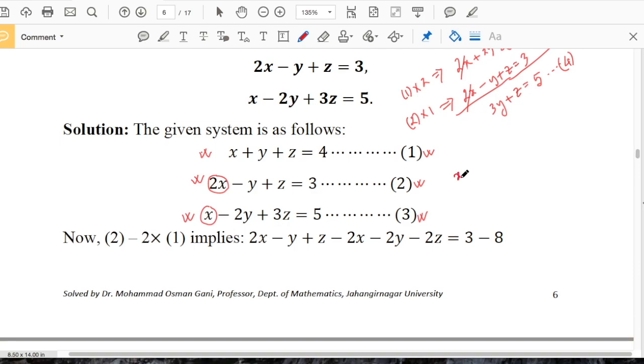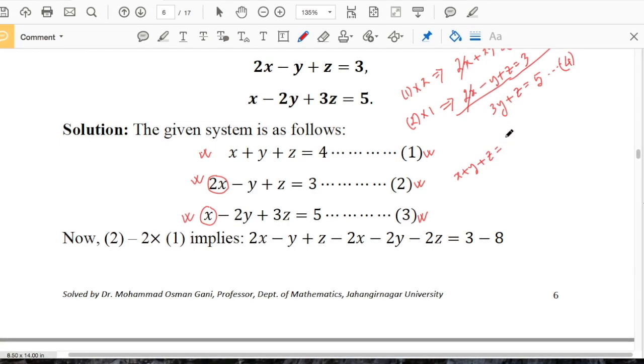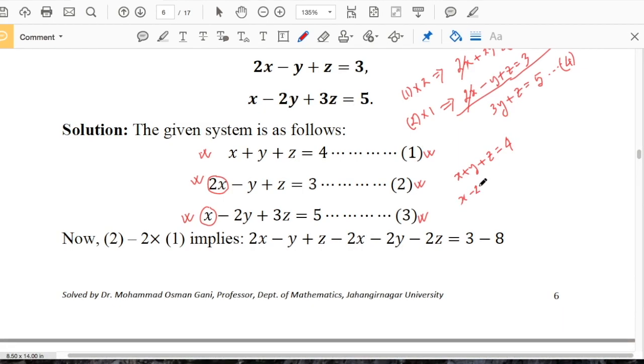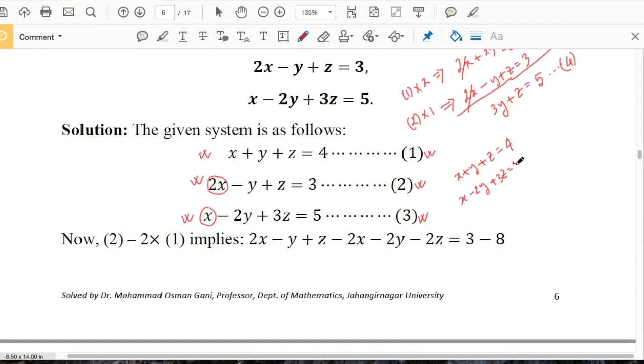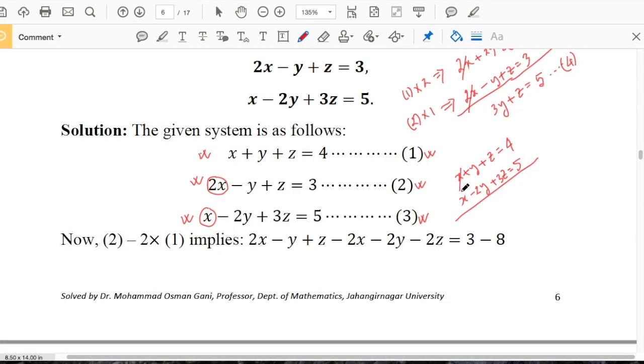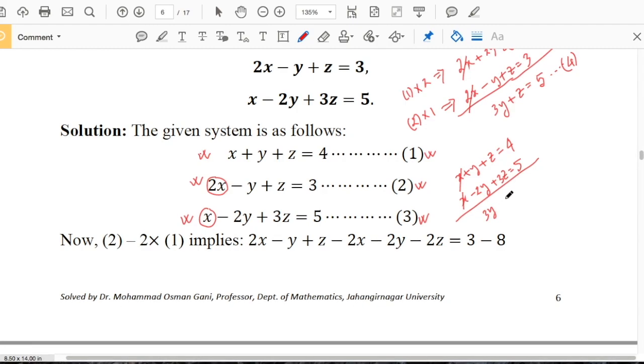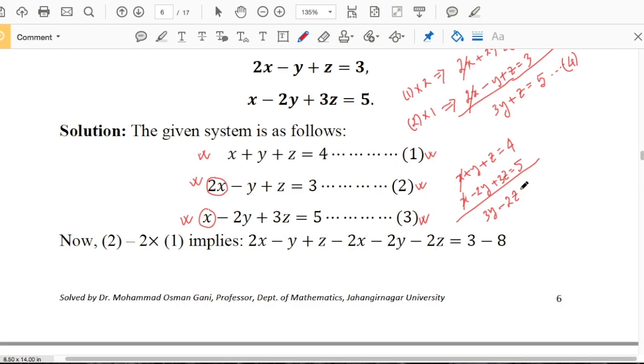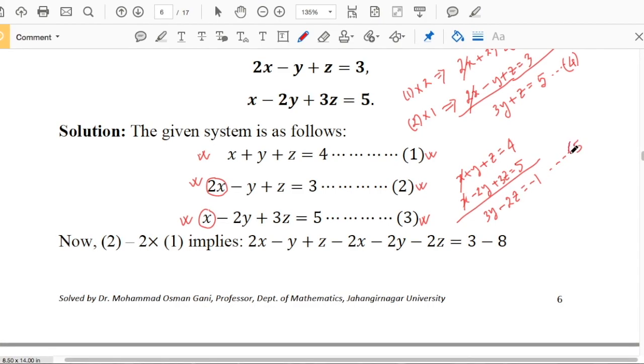So equation 1 means x plus y plus z is equal to 4, and equation 3 means x minus 2y plus 3z is equal to 5. Now x and x will cancel. y minus 2y means 3y minus 2z is equal to minus 1, which is equation number 5.